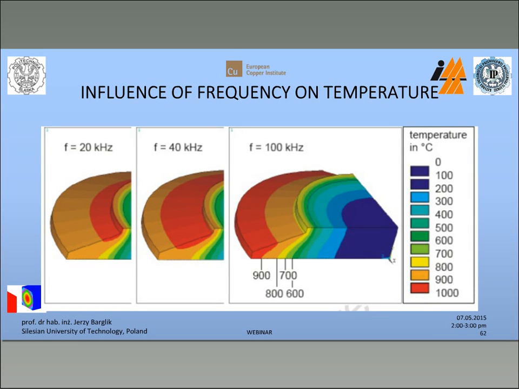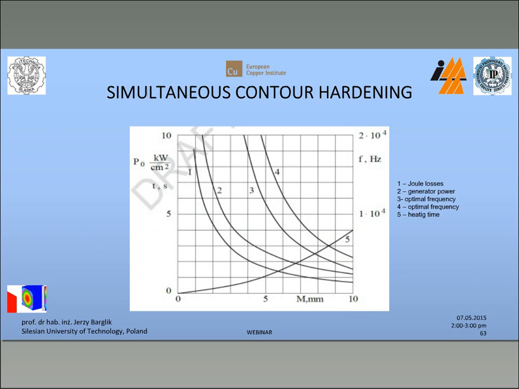The influence of field current frequency on temperature is shown here. You will see that if you have a frequency of 100 kilohertz, you have here a temperature of more than 1000 centigrade. And you have here, for such kind of simultaneous contour hardening, parameters, where we have the module of the gear wheel and the calculated optimal Joule losses, optimal power of generator, frequency, and heating time.